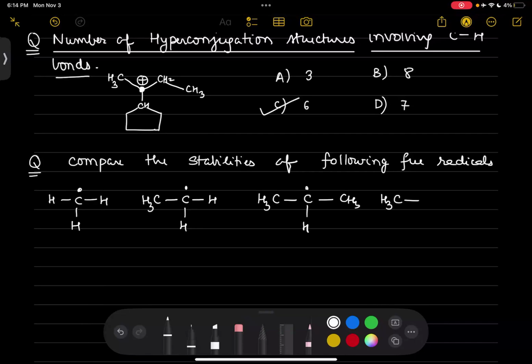So how many alpha hydrogens are there? And how are they stabilized?